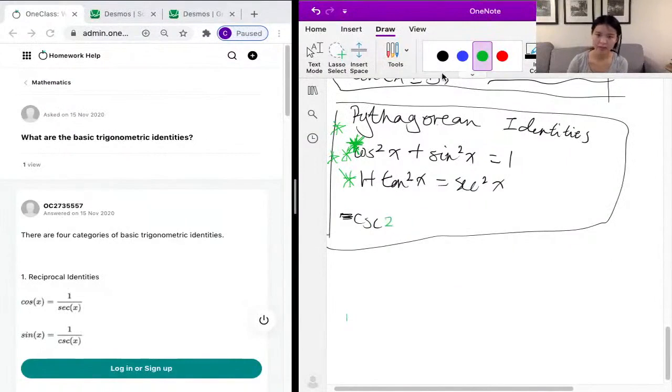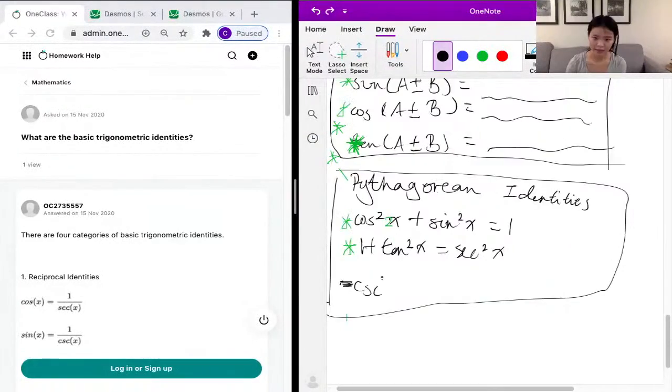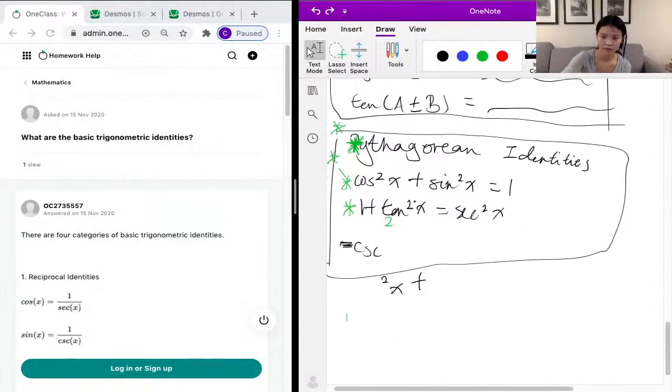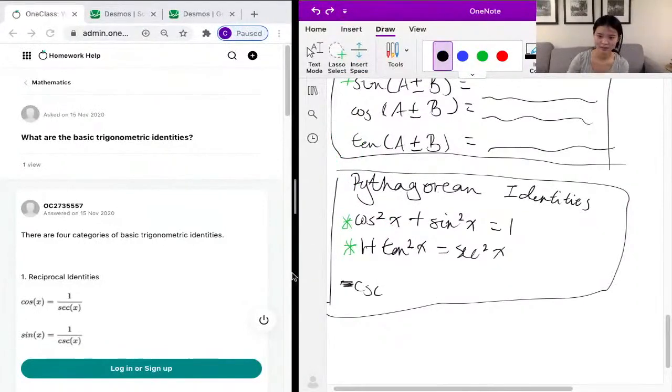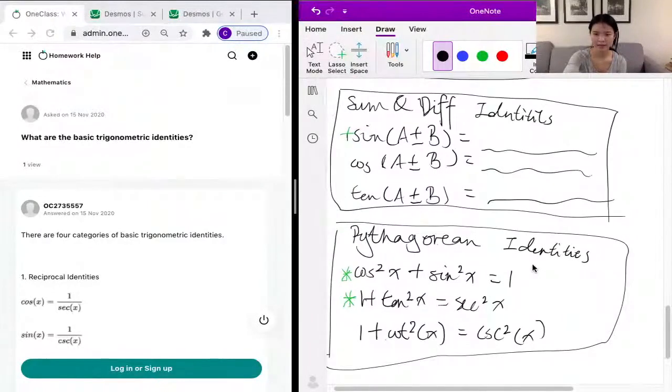Okay, but the third one, let me just write it down as well. It's about cosecant squared x. Let me just write it in another way: 1 plus cotangent of x squared equals cosecant of x squared. That's our third one of the Pythagorean identities.